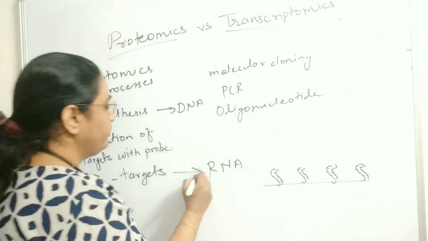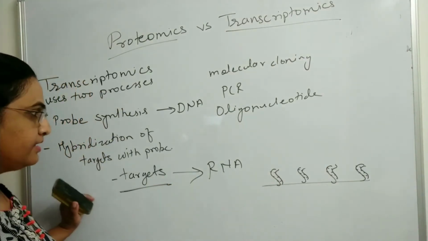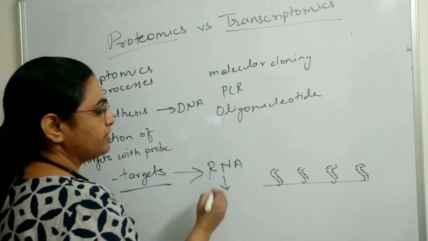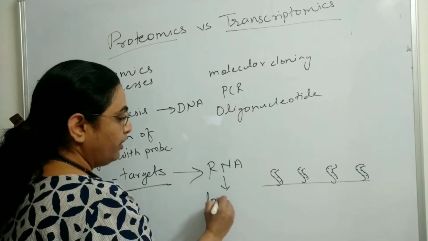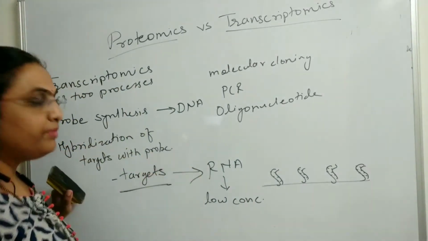And when we talk about these targets, this RNA which is present in the cell has a low concentration, a non-detectable concentration.